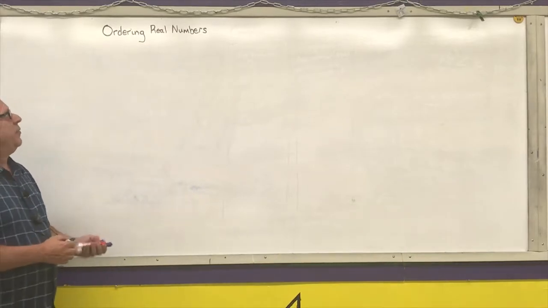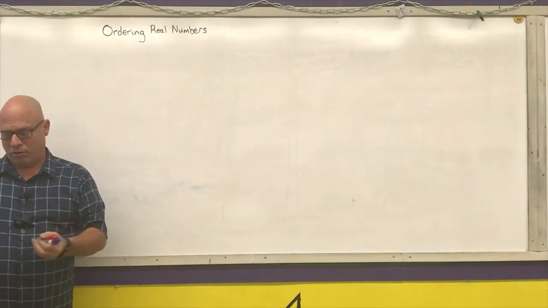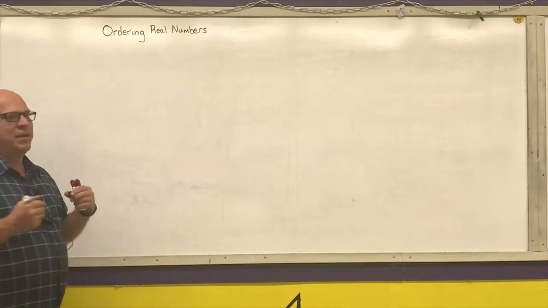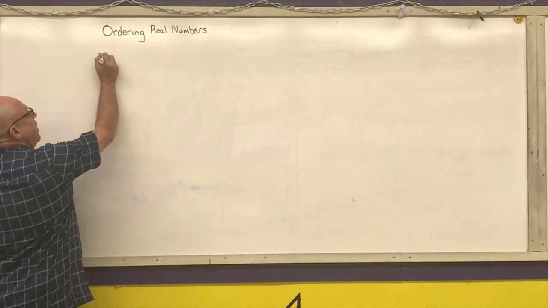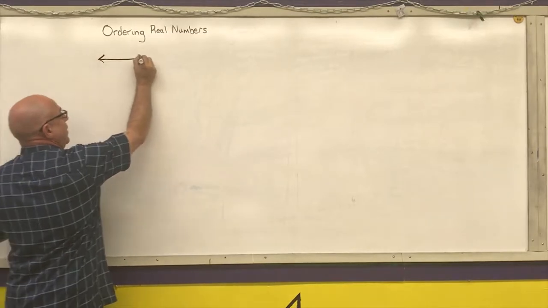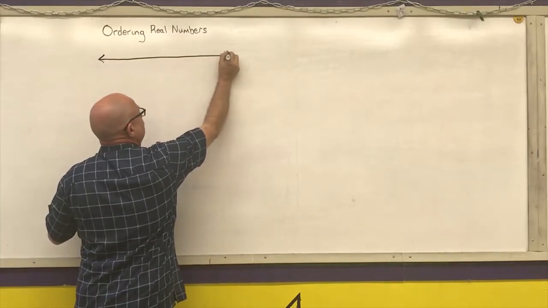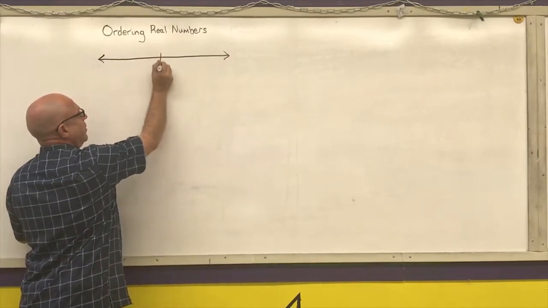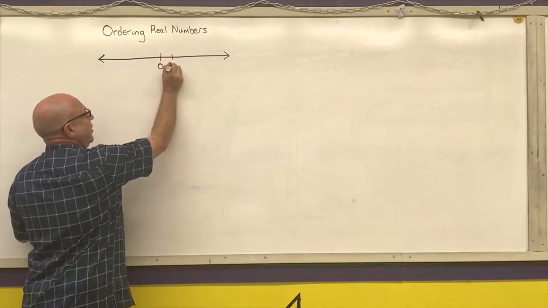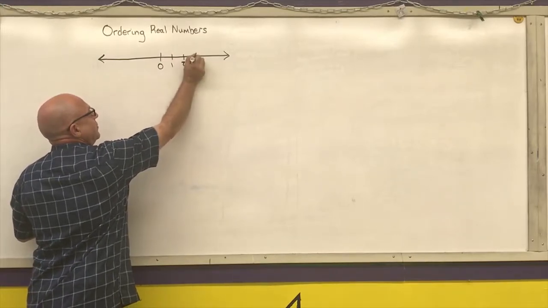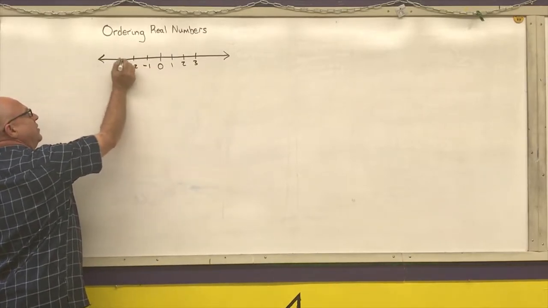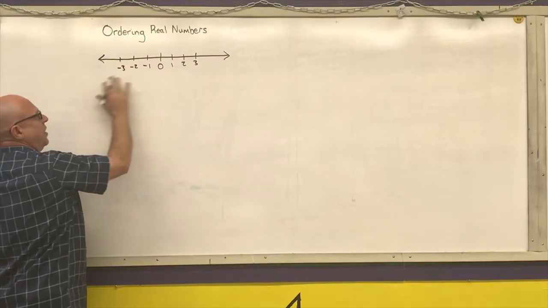One of the basic concepts for math is being able to put numbers in order. And a way you can think about putting numbers in order is using a number line. Typically, when you learn the number line as a younger student, you have a horizontal number line, and you start out with zero in the middle, and you go negatives to the left and positives to the right.